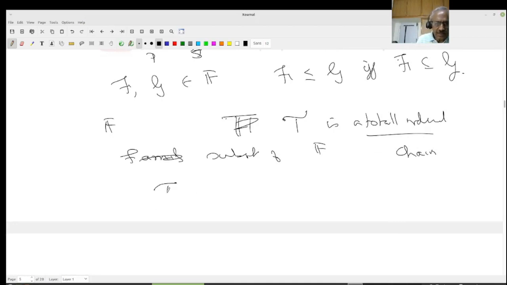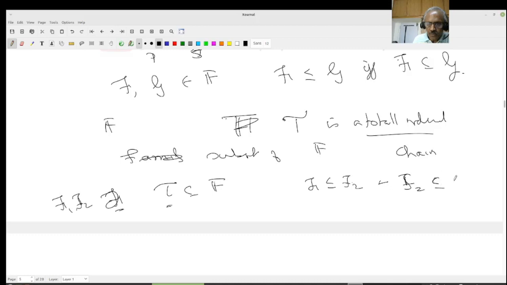What does it mean? Tau is a collection in this. Remember again, it consists of families F of subsets of X such that F contains F naught and F also has the finite intersection property. So I have a collection which is totally ordered. What does that mean? Give me two elements F1, F2 here, then either F1 is less than or equal to F2 or F2 is less than or equal to F1. That's what is meant by saying it's totally ordered or it's a chain.